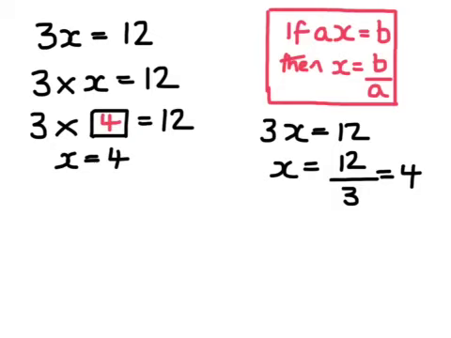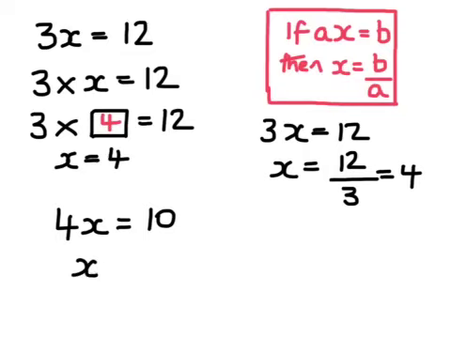Sometimes it can get a little bit more difficult if we get something such as 4x equals 10. Sometimes it's not too obvious what we would multiply 4 by to get the answer 10. So if we resort to this method, it will always give us the answer very quickly.